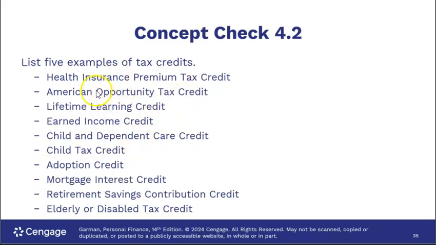Most or many of these are for low income individuals, but there's the adoption credit, mortgage interest credit. That's another low income one. Retirement savings contribution credit, elderly or disabled tax credit. I'm sure this is not an exclusive list of tax credits. Again, these are deducted directly from your tax liability. So very, very valuable. All right.